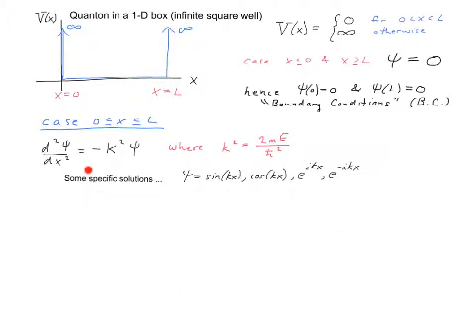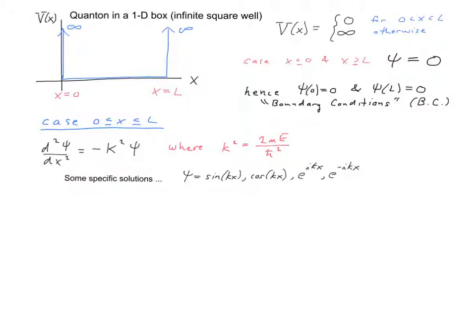Some specific solutions to this differential equation are sine of kx, cosine of kx, e to the ikx, and e to the minus ikx. Any of these functions, if we take two derivatives of them with respect to x, will give back the original function, a factor of k squared, and a minus sign.